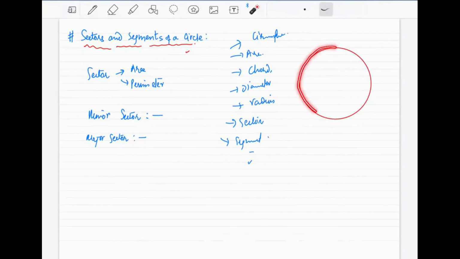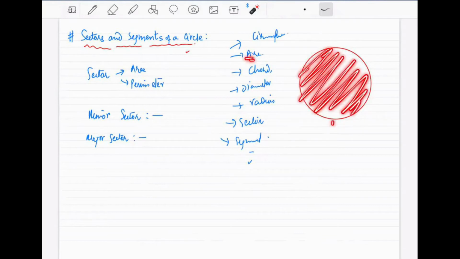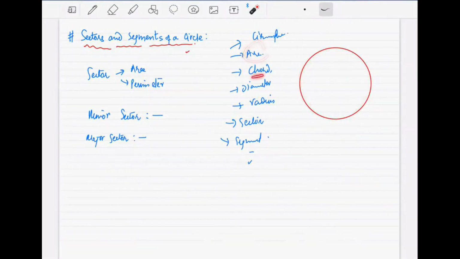Circumference is this entire thing, right? This is the circumference. What is the area? The area is how much area is occupied by the circle. That's the area of a circle. What is a chord then? If I connect any two points on the circle, you take two different points and draw a line, this line is called a chord. If that line is passing through the center, that is called a diameter. And what is the radius? Radius is the line connecting the center to the circumference.